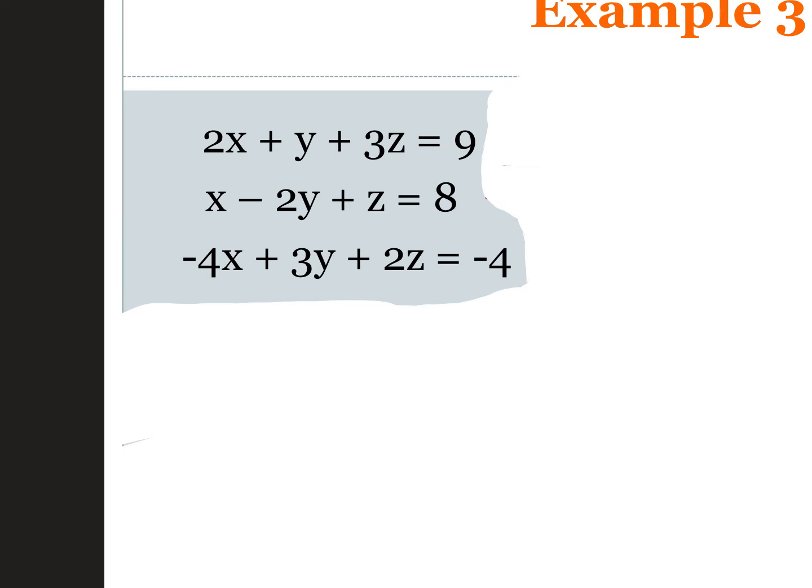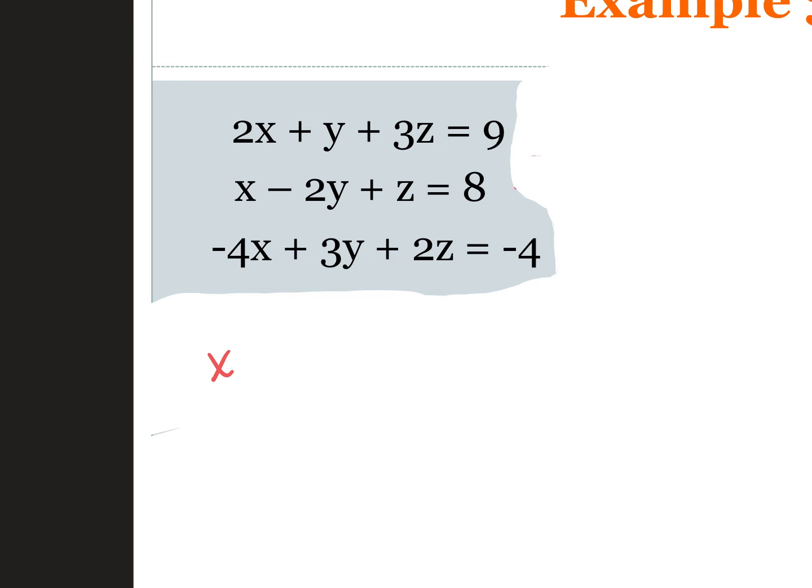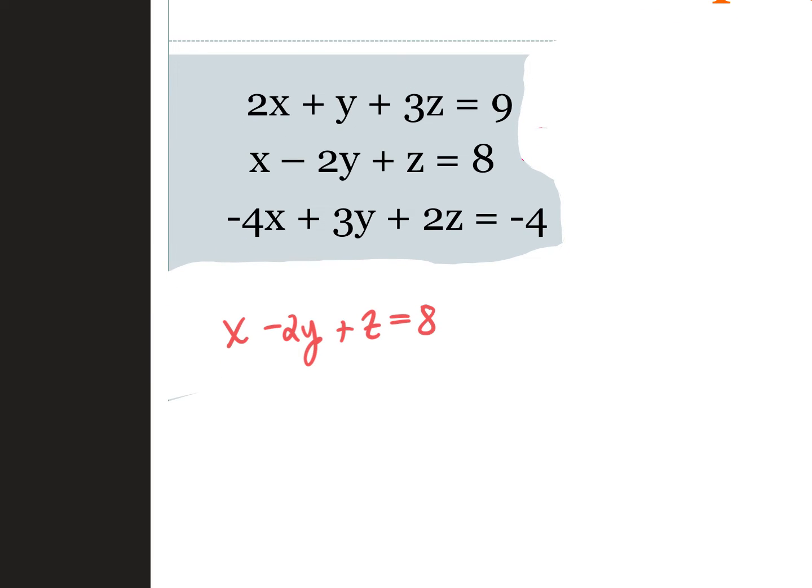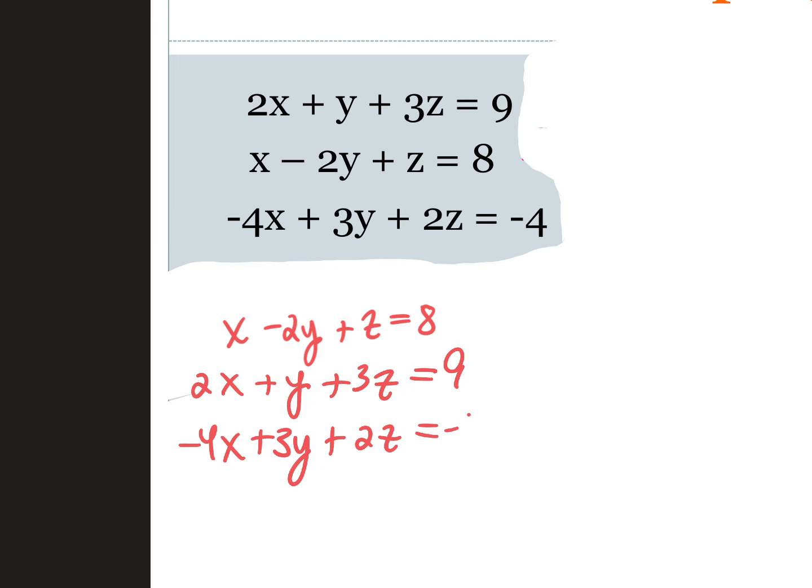Like, look at this one. What's the first rule? What's rule number 1? Positive 1x has to be the first equation. Is it? No. Can I just switch the first and the second, though? Yeah, absolutely. We can do that. So I'm just going to rewrite this as x minus 2y plus z equals 8. And then it doesn't matter what goes next, either the 4x, negative 4x or 2x. I'm just going to switch spots. So it's 2x plus y plus 3z equals 9, right? And then negative 4x plus 3y plus 2z equals negative 4.